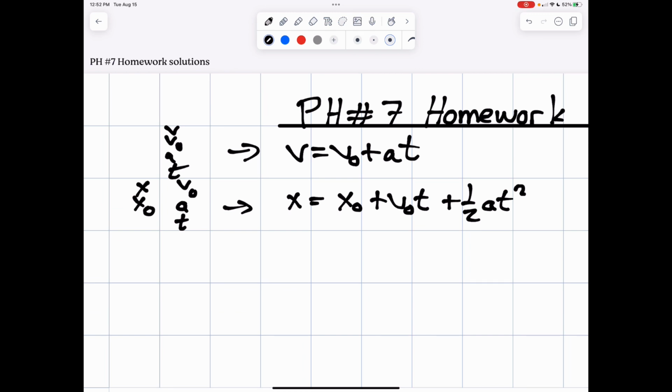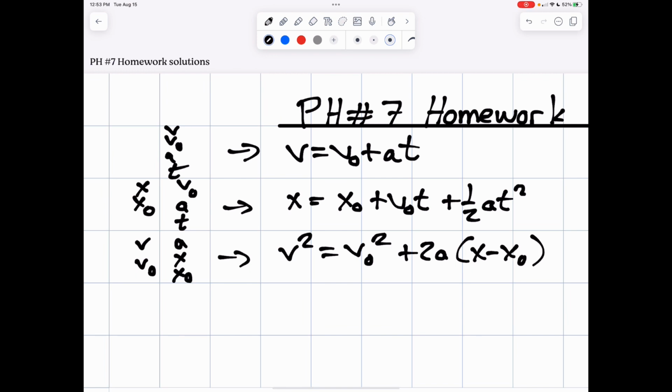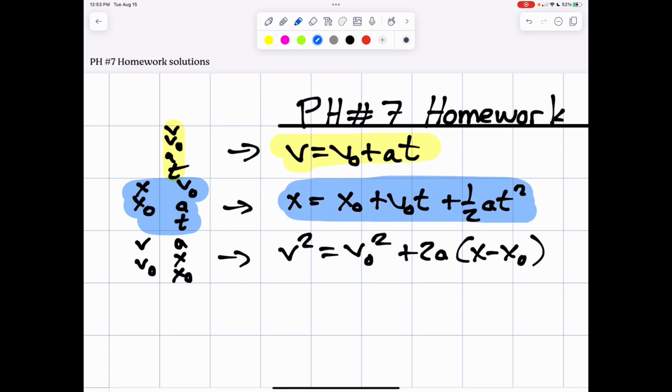Let's say we have v naught, a, x, and x naught. We have those variables, then we'll use the equation v squared equals v naught squared plus 2 times a times the quantity x minus x naught. So when we have these variables, we're going to use that equation. It's a matching game, guys. When we see these variables, we're going to use that equation.